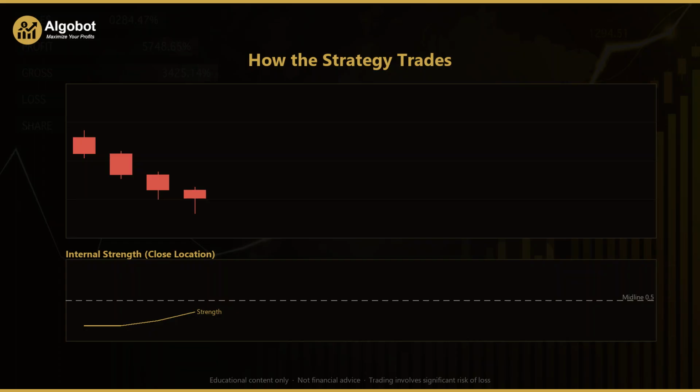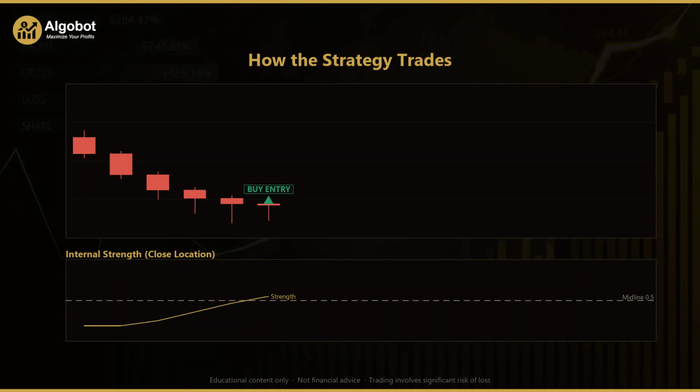The first few candles are falling. Price is stepping lower, printing lower lows and lower closes, a clear down move. But look carefully at where each candle closes inside its own body. On the very first bars, closes are jammed down near the lows, and the strength line sits low, around 0.15.